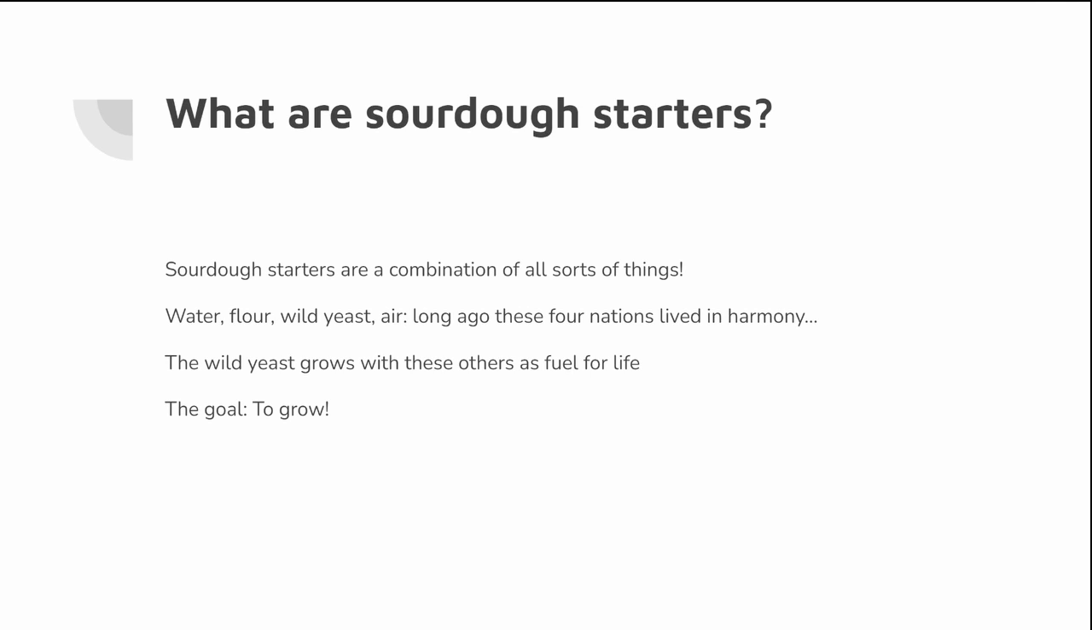Long ago, these four nations lived in harmony until the wild yeast attacked. This is an Avatar reference in case you're wondering, but that's beside the point. The wild yeast attacks in the sense that it uses the water, flour, and air all to grow as it metabolizes the materials found inside of it to produce more cells and what we call cellular growth.